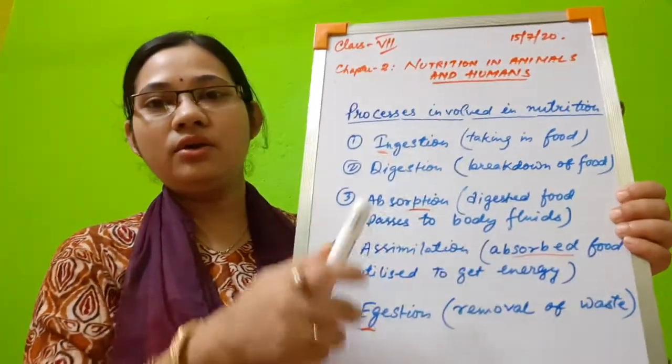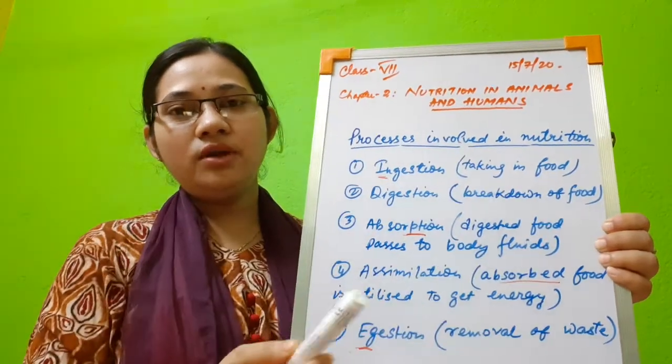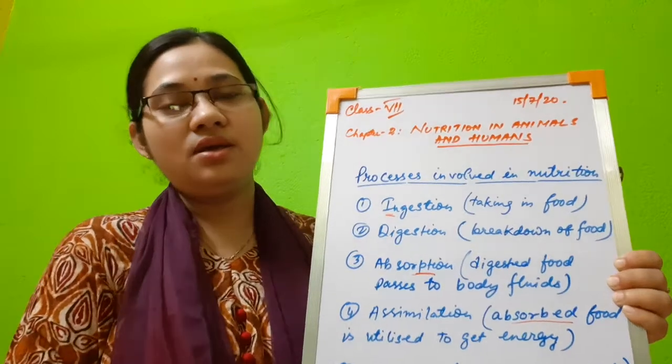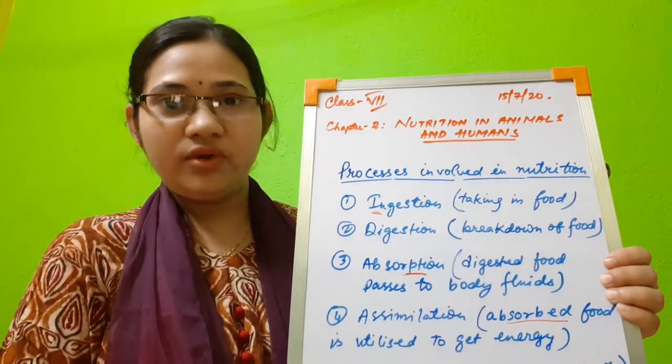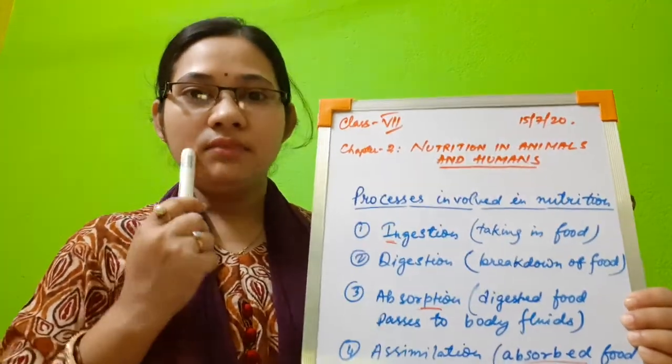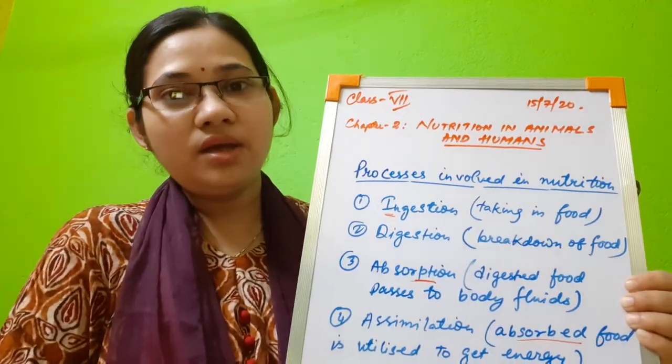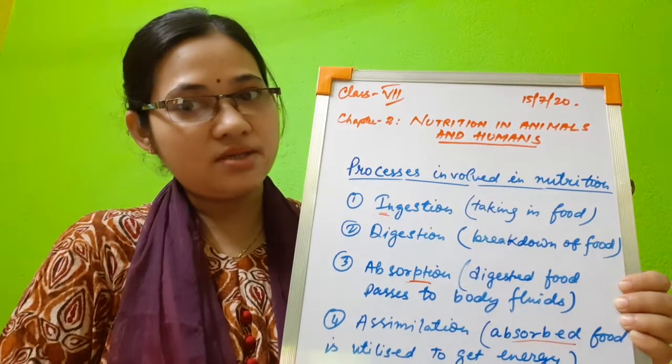So what is the second step? That is digestion. Digestion is the breakdown of food. What kind of food? Complex food into simple food by the help of enzymes inside our body. It starts with the mouth, then the stomach, then the small intestine, where complete digestion takes place.